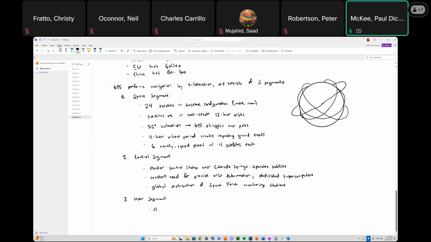So static and mobile GPS receivers that process GPS signals and solve the trilateration problem. And this includes your phone.